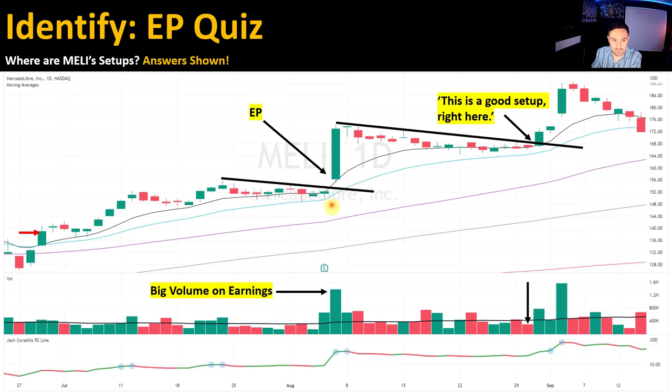Now it does then pull back down. It does find supportive action around the 10, which is really good, right? So the stock is now staying above its 21 in here, pulls down, finds supportive action around the 10. And then what do you notice? Tight. In Qullamaggie's own words, this is a good setup right here. This is a really good setup.